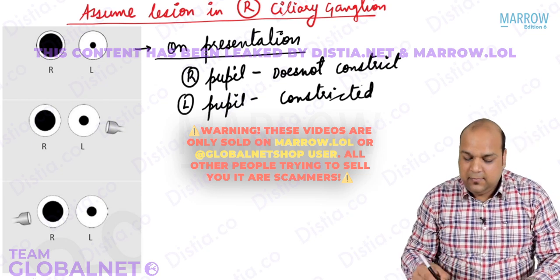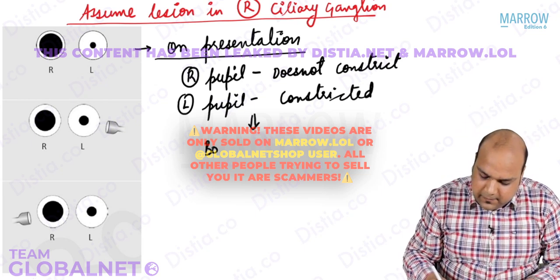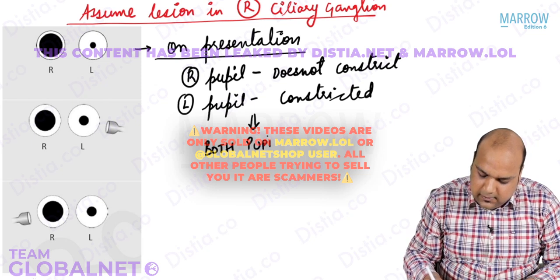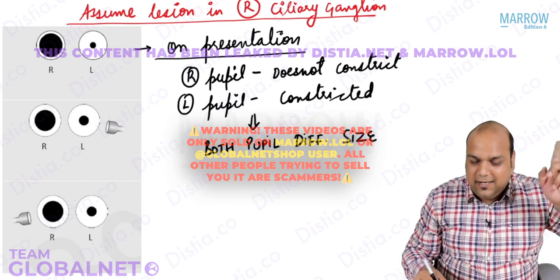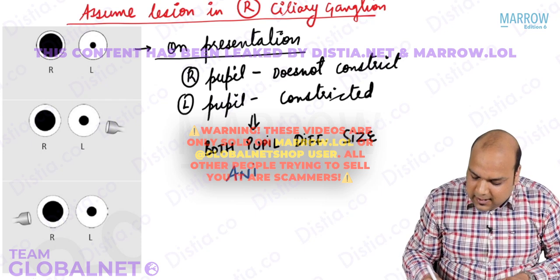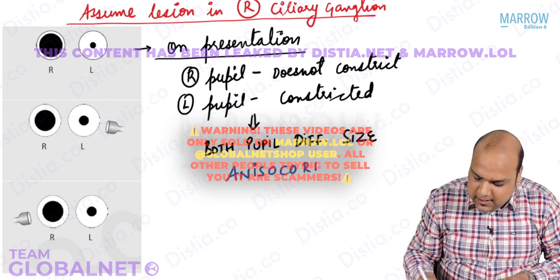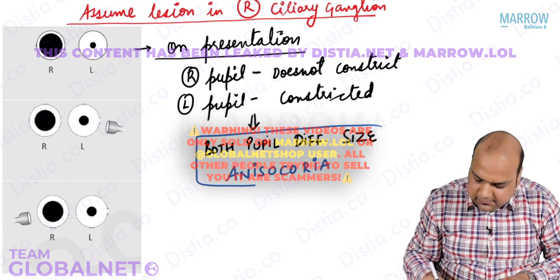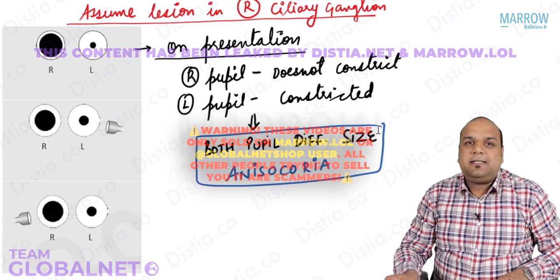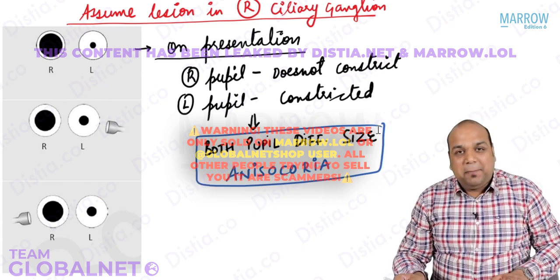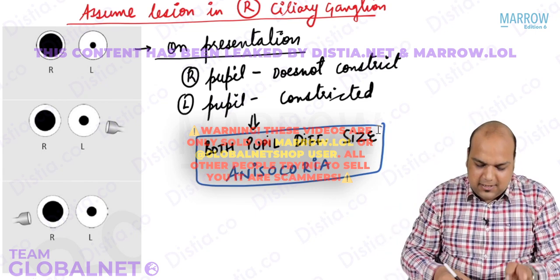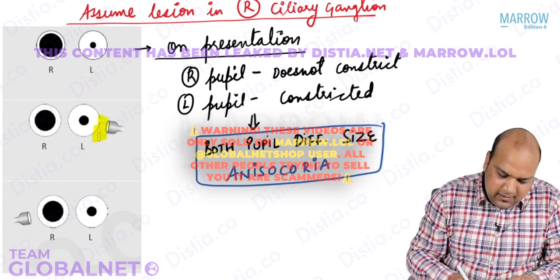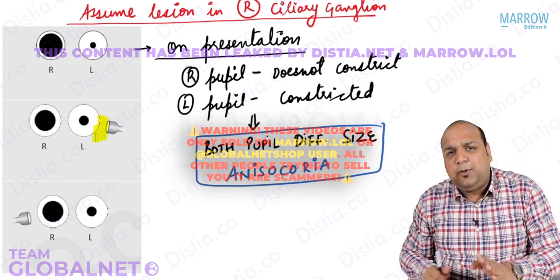On presentation, that means I am trying to say both pupils are of different size. I hope you understand the difference. I hope your bell is ringing in your heads, everybody. It cannot be isochoria, it has to be anisocoria. Okay, so on presentation there is anisocoria. Now the patient comes to you. You ask the patient to hold his or her hand. You throw light on the left eye, which is the normal side, everybody. I just now explained you the pathway. I will explain it to you again.